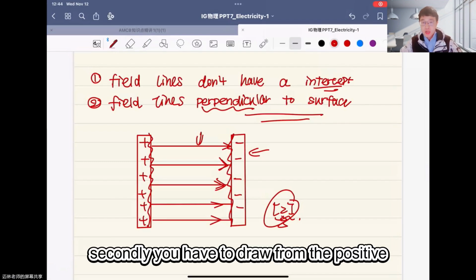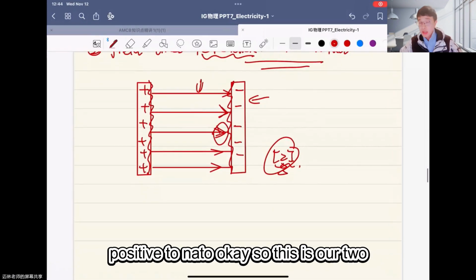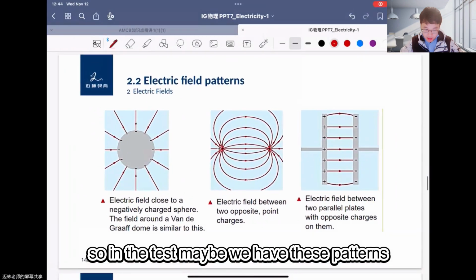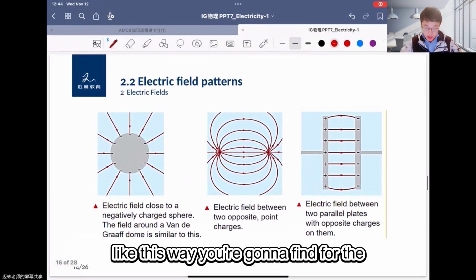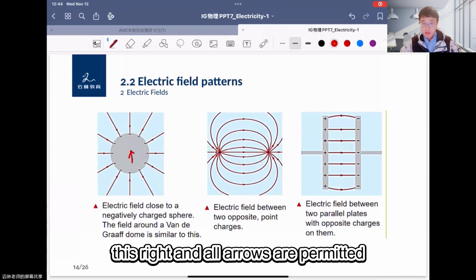Secondly, you have to draw from the positive part to the negative part, so the arrow is from positive to negative. Okay, so these are the 2 points you have to draw. In the test, maybe we have patterns like this. You can find for the negative ball, there are charges inside of this, right? And all arrows are perpendicular to this.